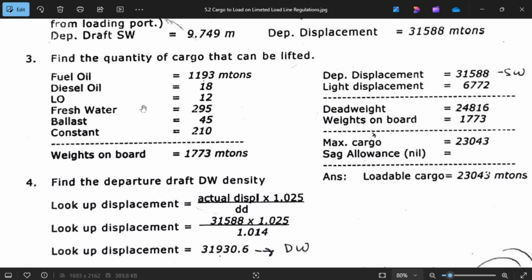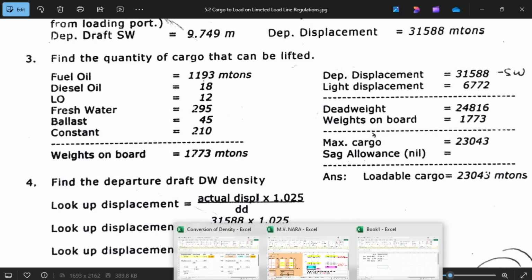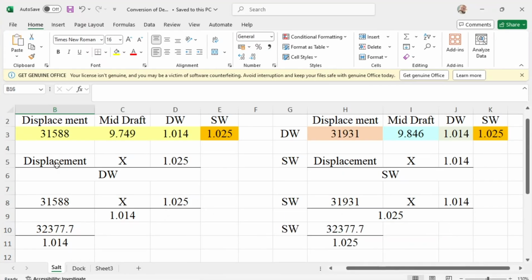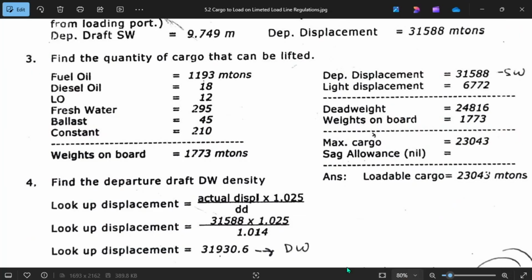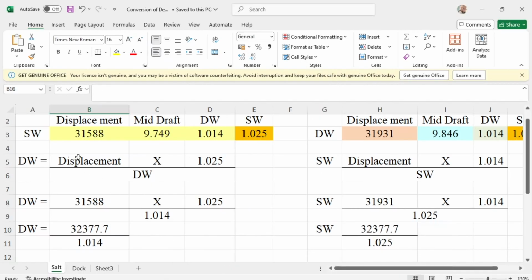Okay, so this is salt water, so I made an Excel just like in my previous vessel. So this is salt water. So the displacement is how much? Displacement is 31588. Okay, 31588. Here 31588 times what is the draft here of 31588.